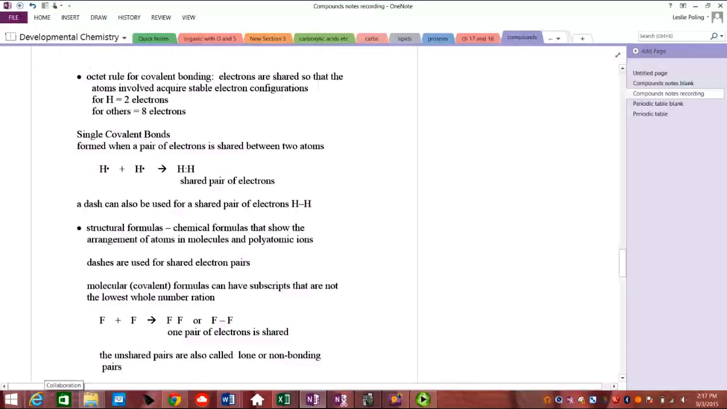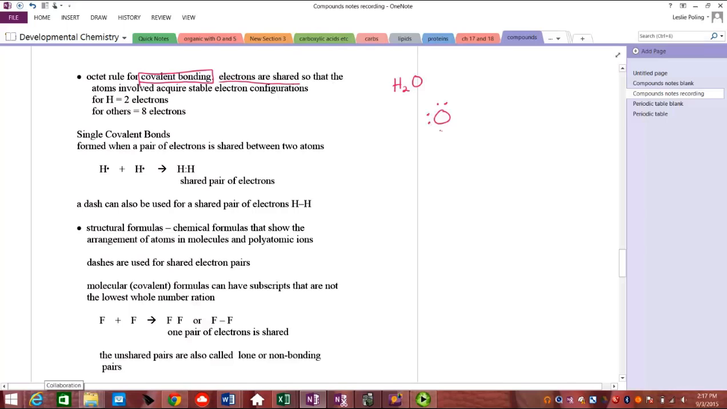Now, our covalent compounds are going to bond, and we have an octet rule for this. And this time, electrons are shared. So, for example, if we have H2O, we have one oxygen.